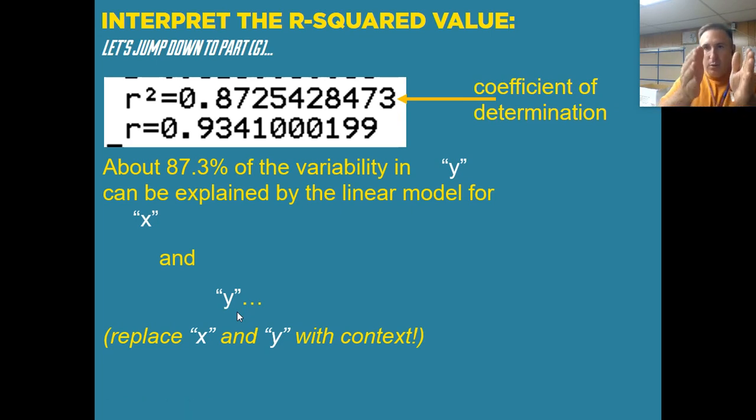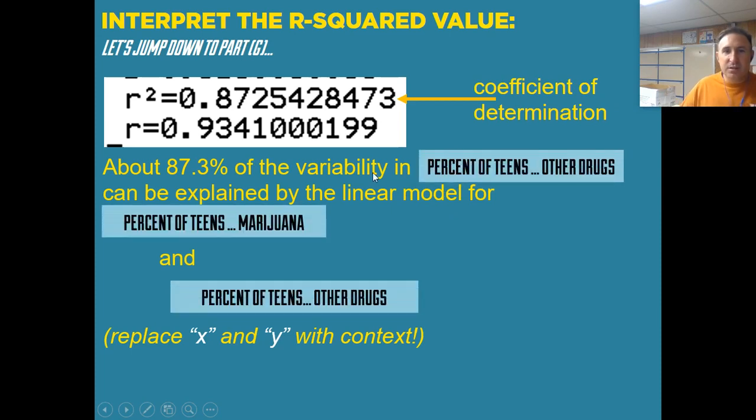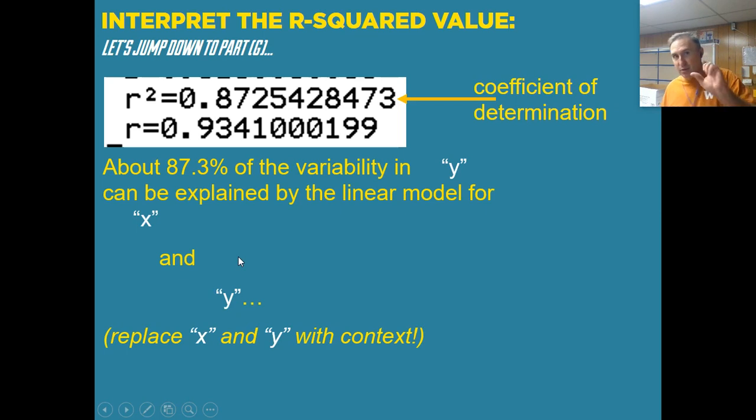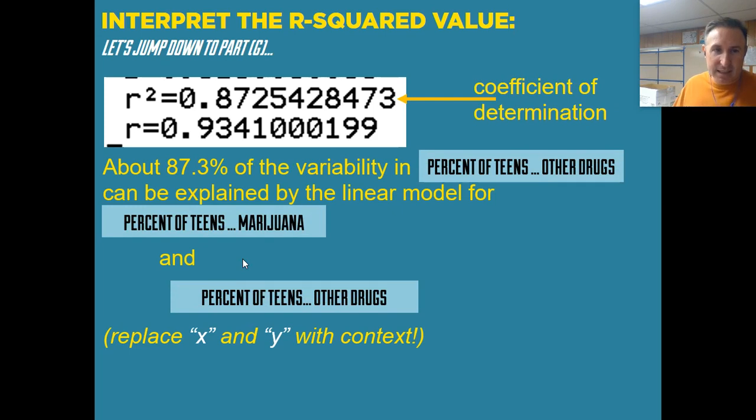We have teens who tried marijuana, and then we see if there's an association between teens who are using other drugs. So we want to talk about the 87.3% of the variability in teens who are trying other drugs can be explained by the linear model for percent of teens who use marijuana and the percent of teens who have tried other drugs. Okay, so there's our sentence. This goes in the very bottom, but the structure, this framework, is really how you want to learn it and memorize it. And we just slap in the context.